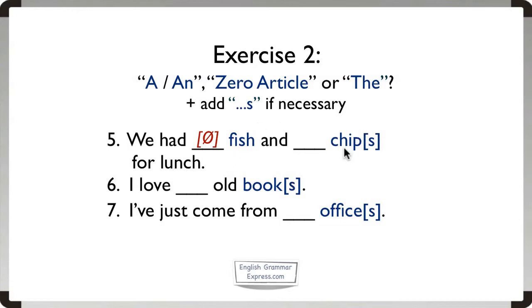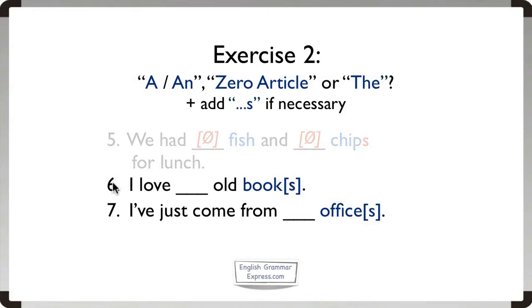Next word is chip. Does this go in the singular or the plural? It would be strange to have just one chip for lunch, so this would be plural. Now, the next question is, are we talking about chips in general, in which case we would use zero article for countable plurals, or in particular, in which case we would use the for countable plurals? And the answer is, we're talking about chips in general. So we should say, we had fish and chips for lunch. No article.